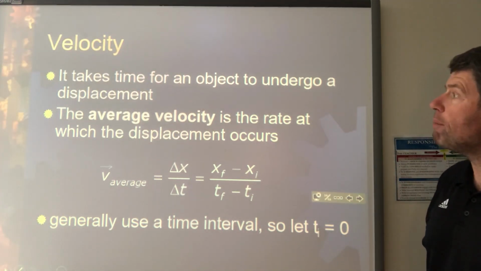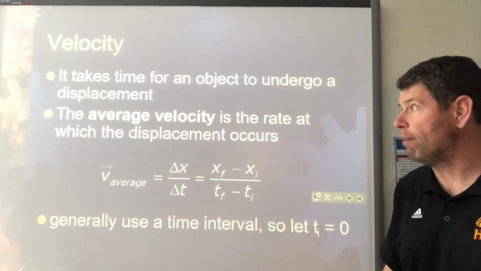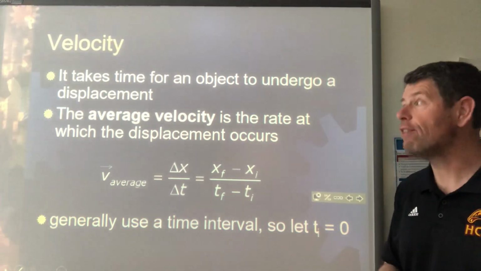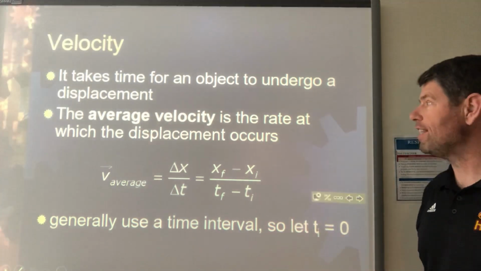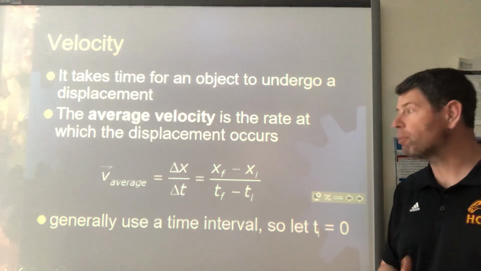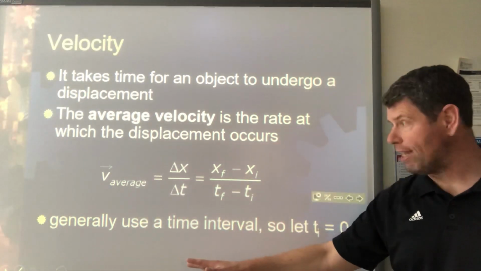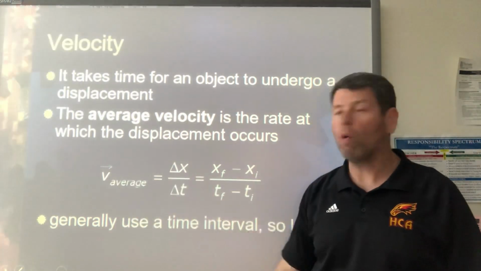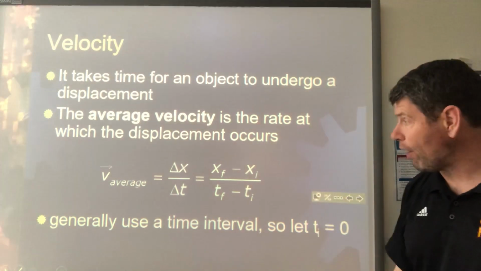Velocity is the time it takes an object to undergo a displacement in a certain amount of time. And remember the difference between displacement and distance. Displacement is a vector and it requires direction. So the average velocity is a rate at which your displacement occurs. This time, it's got a very similar formula to speed. We use the same symbol v, but we put an arrow over top of it to distinguish it from speed. So velocity has that arrow.